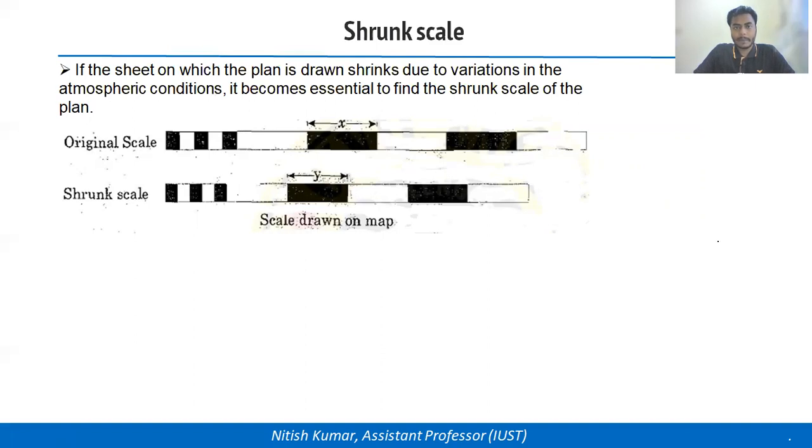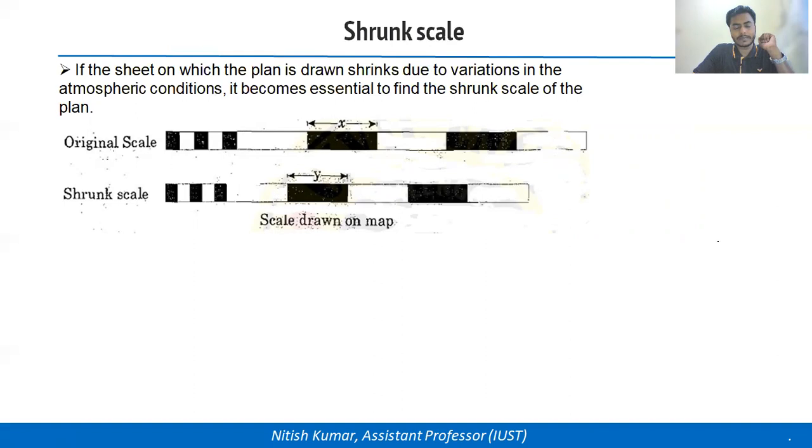Shrunk scale. We know what a shrunk scale is. Suppose you made a plan in 2010 on a sheet, right? And due to the shrinkage property, in 2021 the plan has reduced. The sheet of the plan has shrunk. So what will happen? You have written some scale on the plan. We have used some scale. So when the sheet or the plan shrinks, tell me whether the scale would be the same or different.